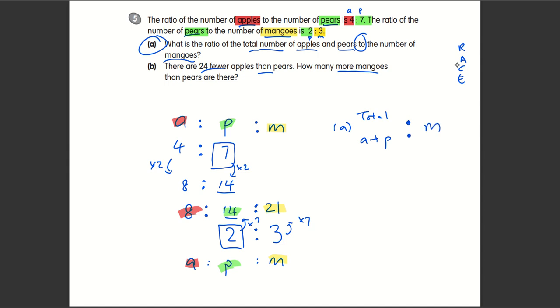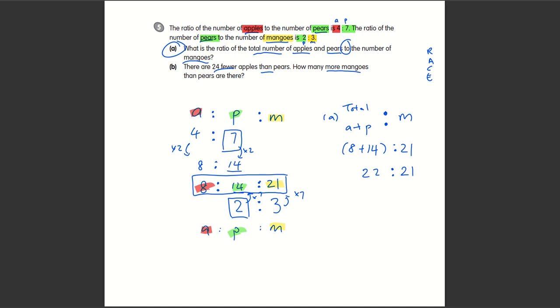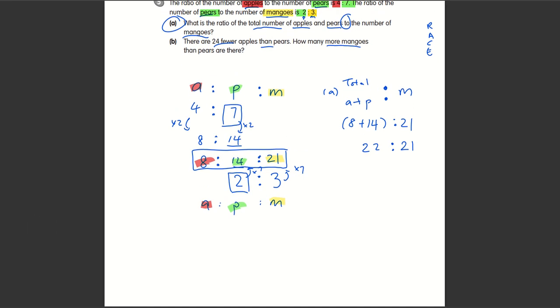So that's referring to 8 plus 14, apple plus pear, and mango is 21. So we are looking at total of apple and pear. So that's the first part A. Then you have part B. Part B compares apples and pears. So this one's apple and this is pears.